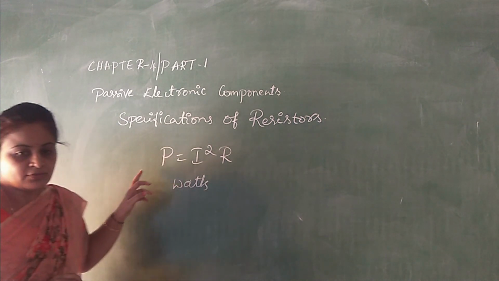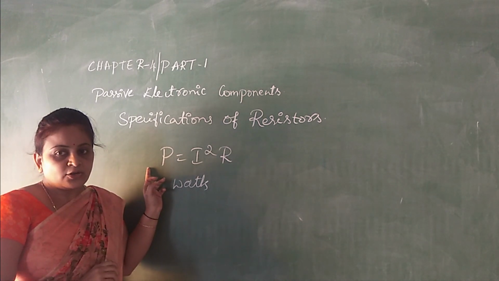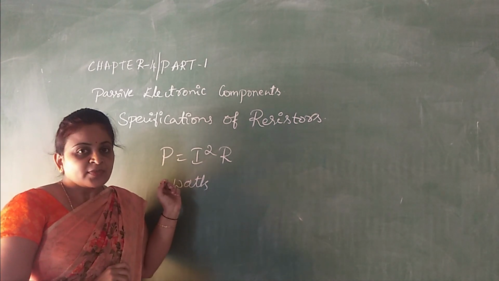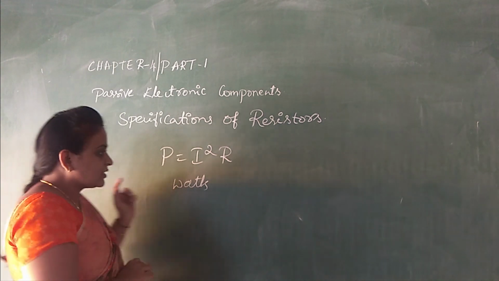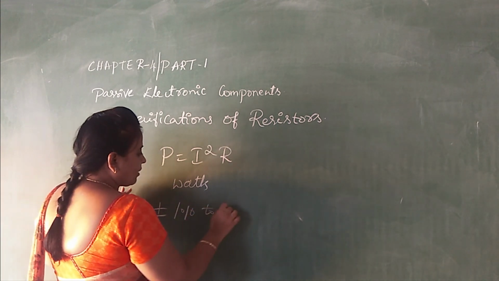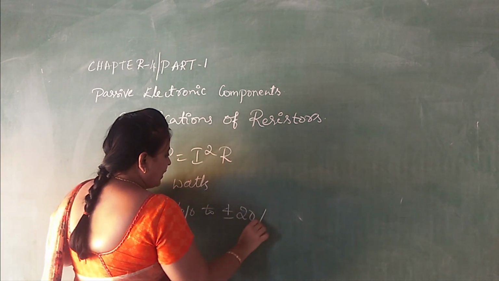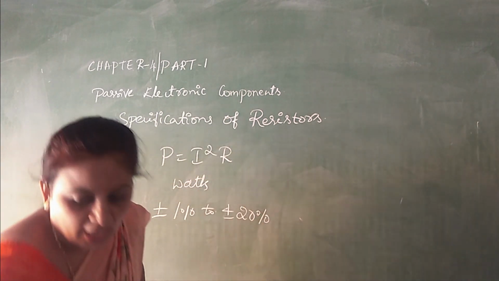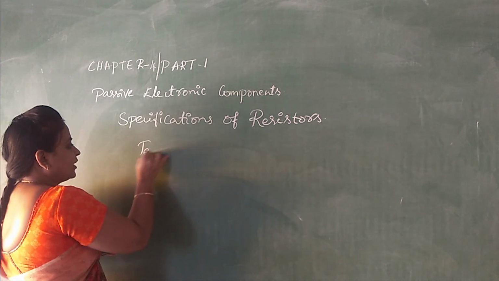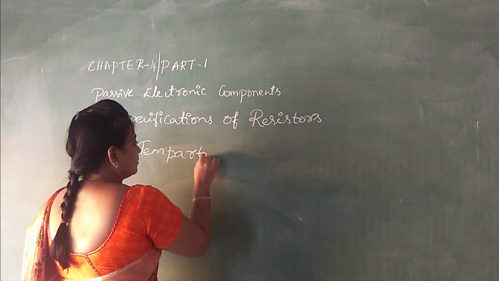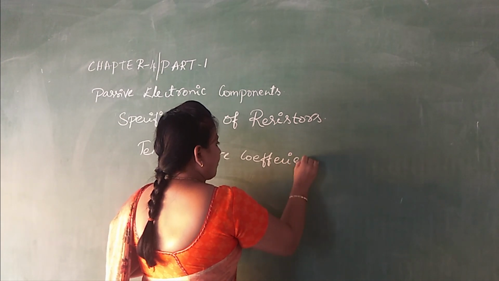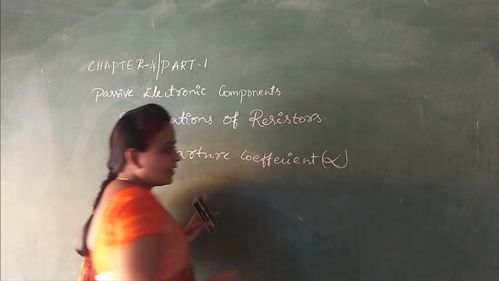Next we have tolerance. Tolerance value is one more specification. This is the percentage variation of the marked value of the resistance. The percentage variation is about plus or minus 1% to plus or minus 20%. Next we have temperature coefficient. It is denoted by alpha.